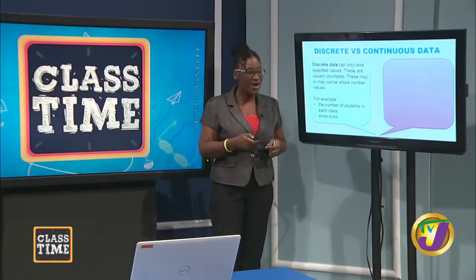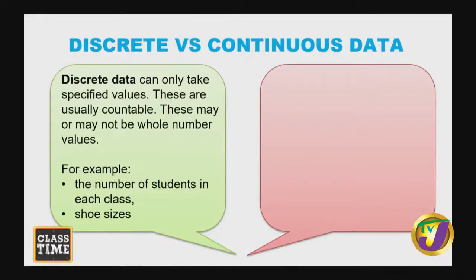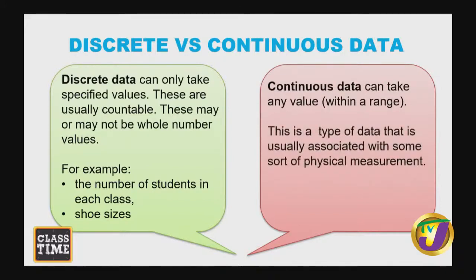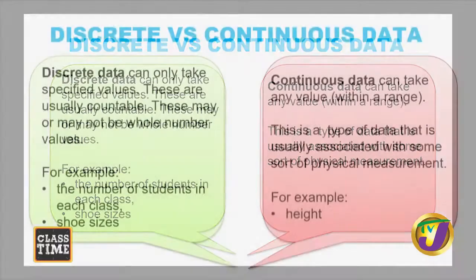All right, tell me about continuous data now then. Now, continuous data can take any value within a range. This is a type of data that is usually associated with some sort of physical measurement. Measurement is the key word here. So when you talk about length or your weight or your height.